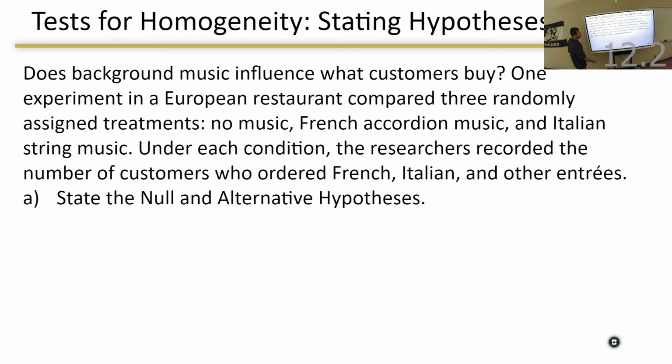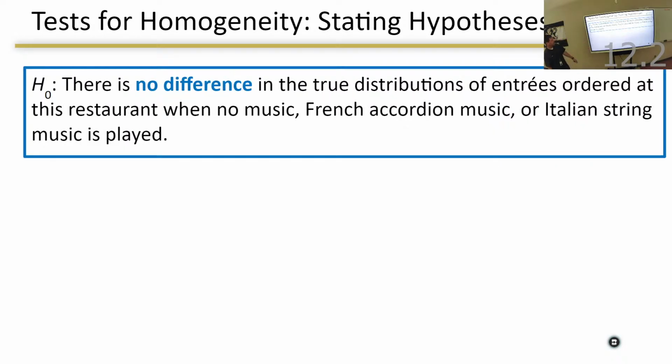So does background music influence what customers buy? Probably want to say what entree they buy or what type of food they buy. But again, we'll go through something like this. We want to make sure we're talking about the population, not the sample. Do I have to mention the word true? We should. Again, that is a highly missed part of these, because we go back and start talking about samples. This has to be the population. There is no difference in the true distribution of entrees ordered at this restaurant when no music, French music, or Italian string music is played.